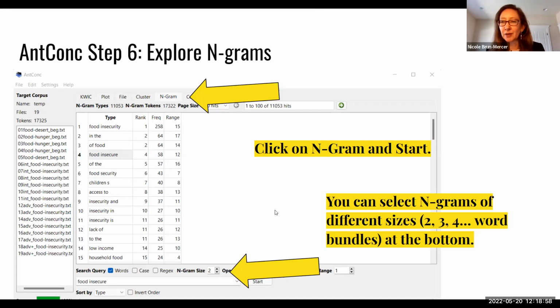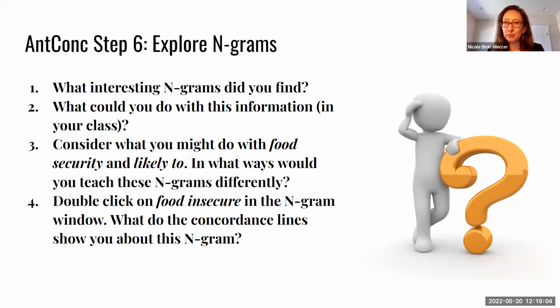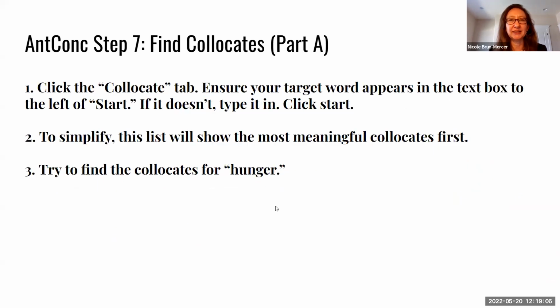So those are n-grams, and I know that we're kind of nearing our end of time. So I'm going to go ahead and move on to the last piece here, and that's on collocates. So I'd like for you to click on the Collocates tab at the top left. Ensure your target word appears in the text box to the left of start. And if it doesn't, type it in and then click start.